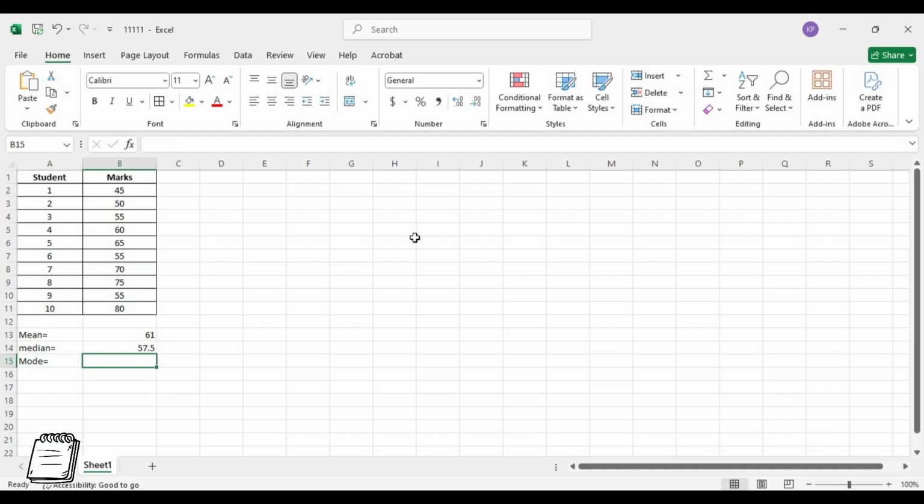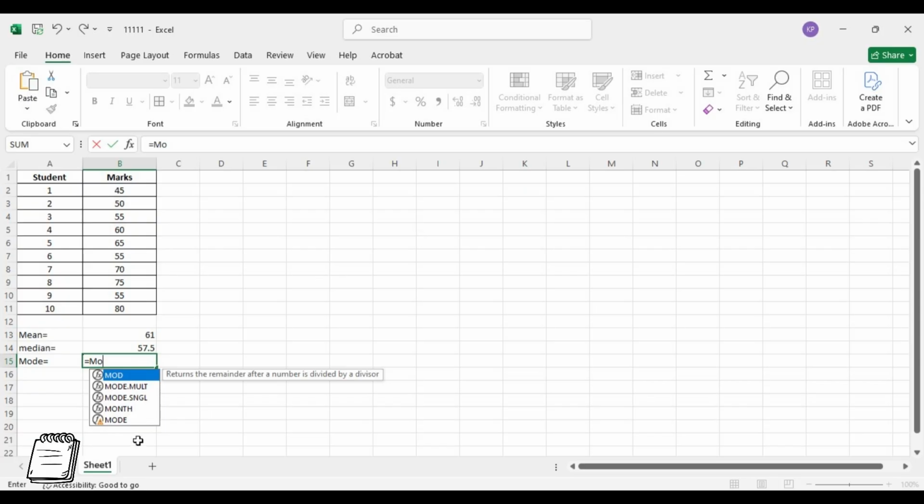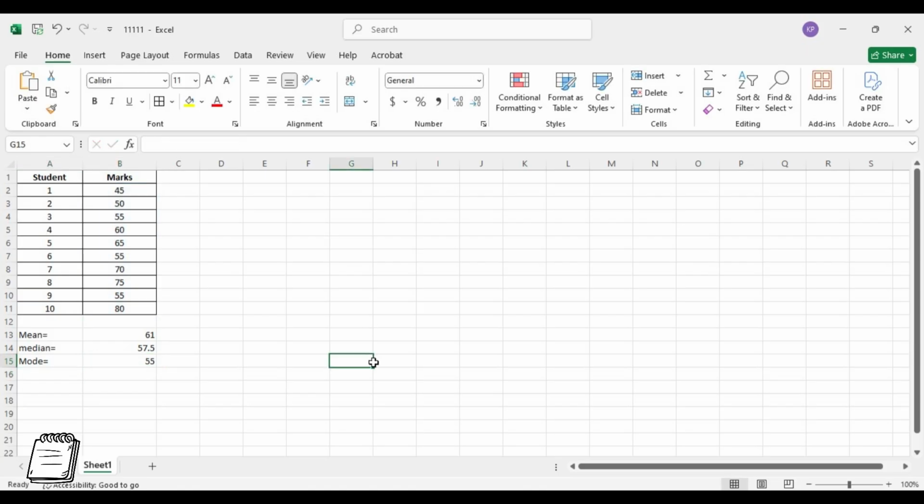Now calculate the mode. Mode is equal to, write MODE, then select the mode from the list, then select a range from student 1 to 10 and then close the bracket, press enter. So the mode we find out is 55. So all the three values we have here: mean is equal to 61, median is equal to 57.5 and mode is equal to 55. So all these three we calculated are for the ungrouped data.